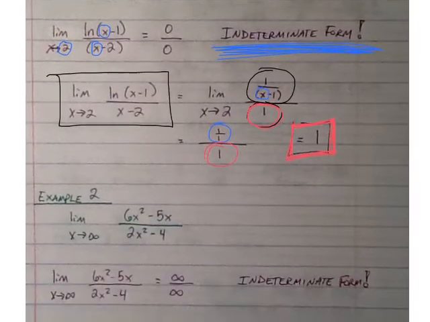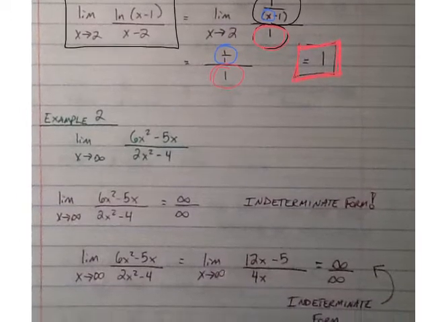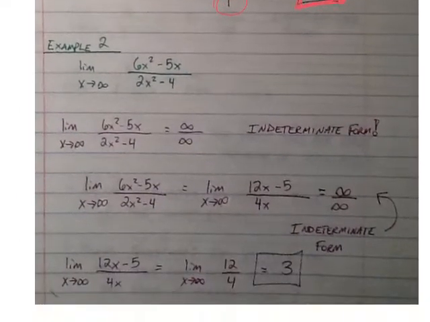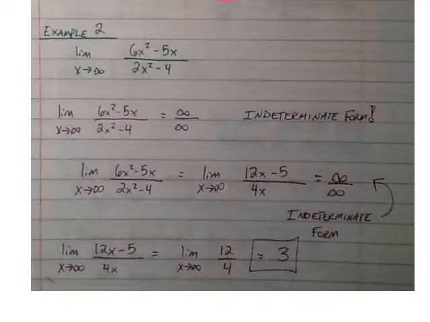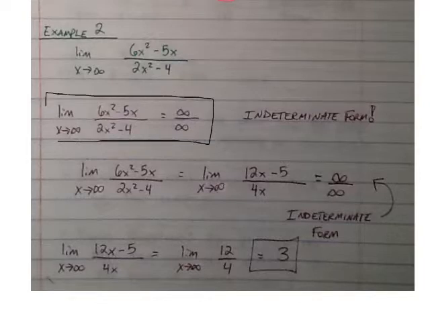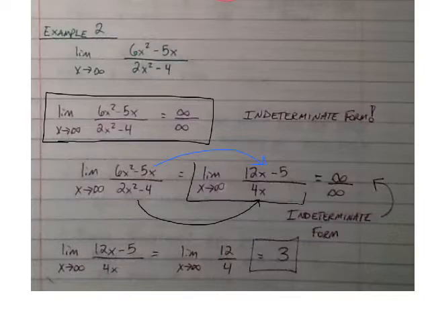Sometimes, like in example 2, we might have to apply L'Hopital's rule more than once. For example, we're taking the limit as x approaches infinity, and if we do that for this equation, we get an infinity over infinity indeterminate form. So we apply L'Hopital's rule and we take the derivative of the denominator and the derivative of the numerator. And when we take the limit of that, we again get an indeterminate form of infinity over infinity.